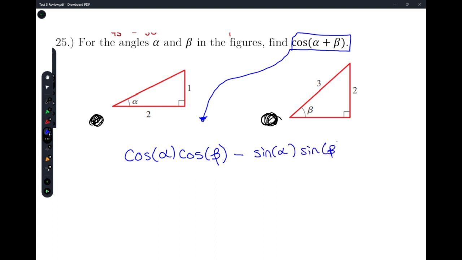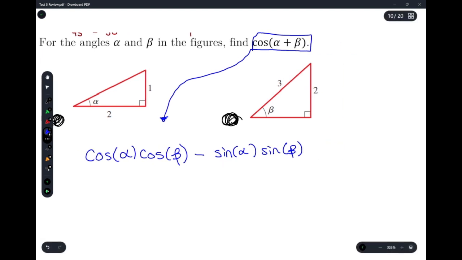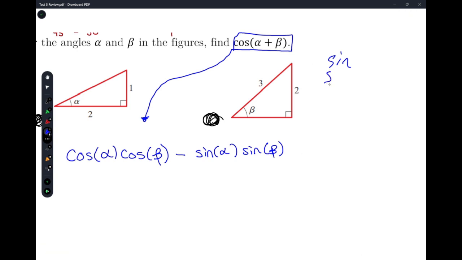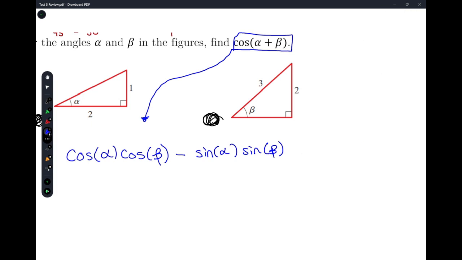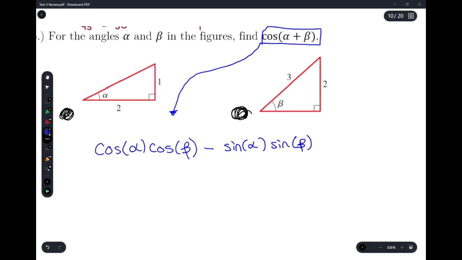You want to hear a cool way I thought to remember the plus changing to a minus? Sine has the same sign. Cosine changes. Sine starts with S, sine, same. Cosine changes. It's kind of nice. So we change the sign in the middle because of cosine. Sine has the same sign in the middle.